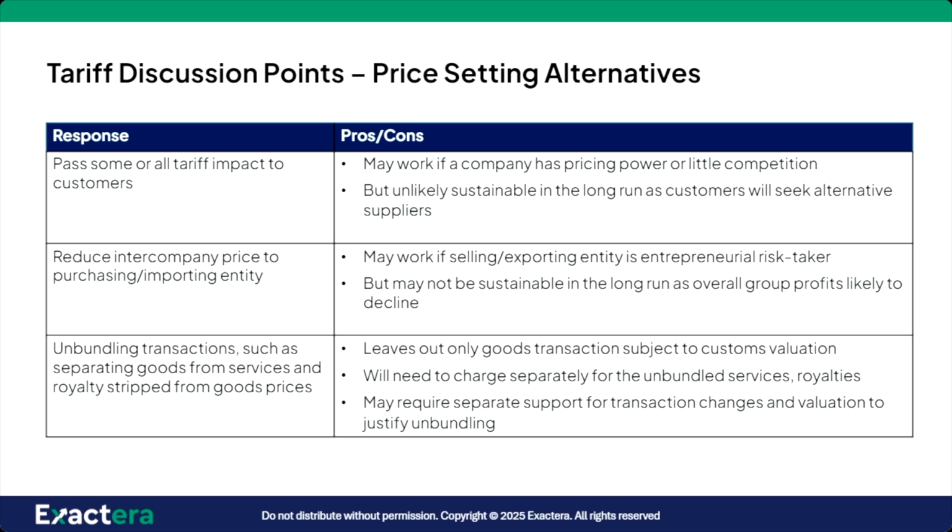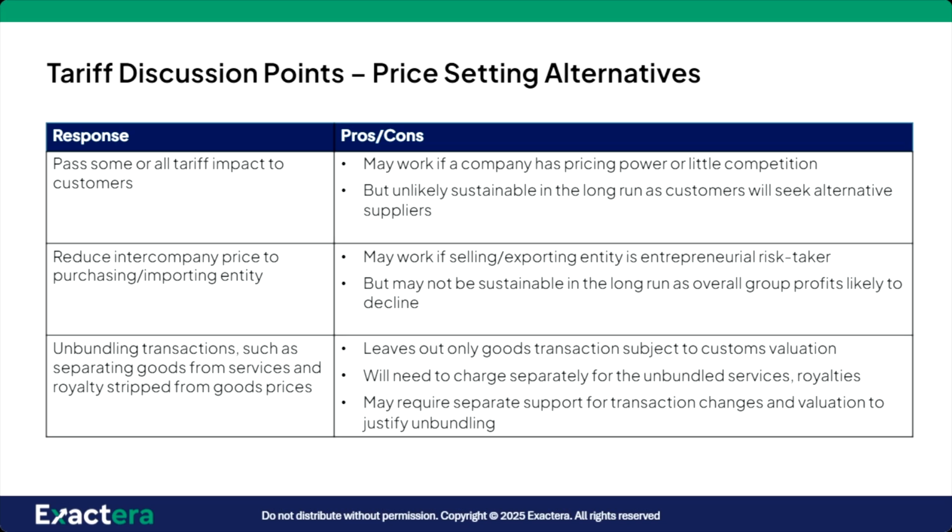The other one we're thinking of is to reduce the intercompany price to the purchasing entity, the importing entity. That may work if, let's say, the U.S. entity in this case is a limited risk distributor. You're the principal entity, and being the principal entity, the way it works is you can assume losses as a result of the tariff and not pass them on to your limited risk distributor. You call them that way because of the limited risk. That's another potential thing to do. But again, it's not something sustainable in the long run because of the impact to overall group profit.